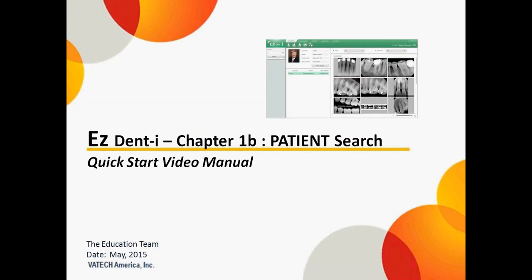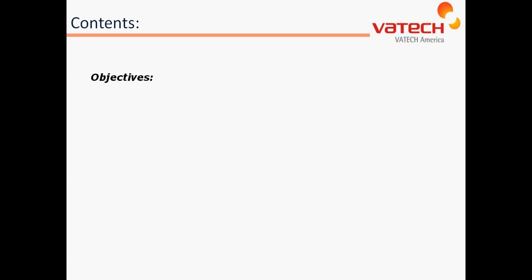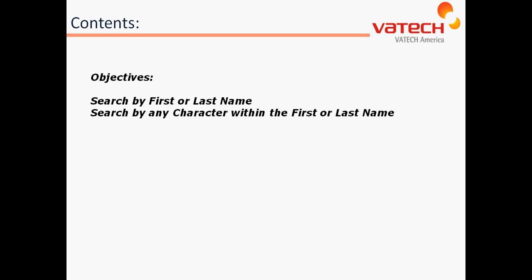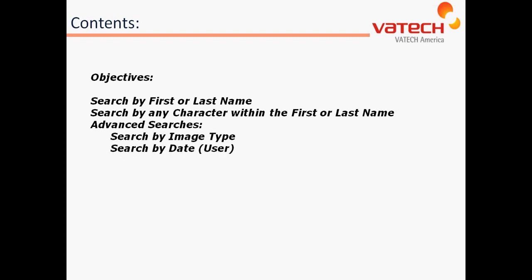Welcome to Vatech's EZDent-i Quick Start Video Manual, Chapter 1B, Patient Search. Our objectives today will review the steps to search by first or last name, search by any character within the first or last name, as well as advanced searches either by image type or by date and user.